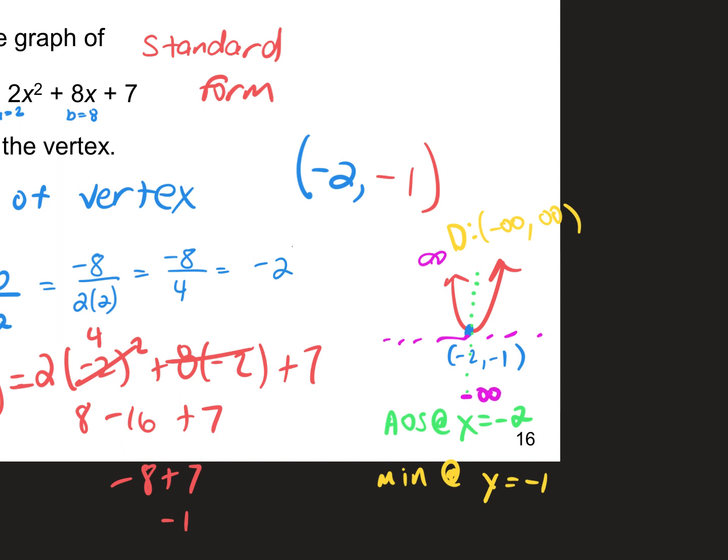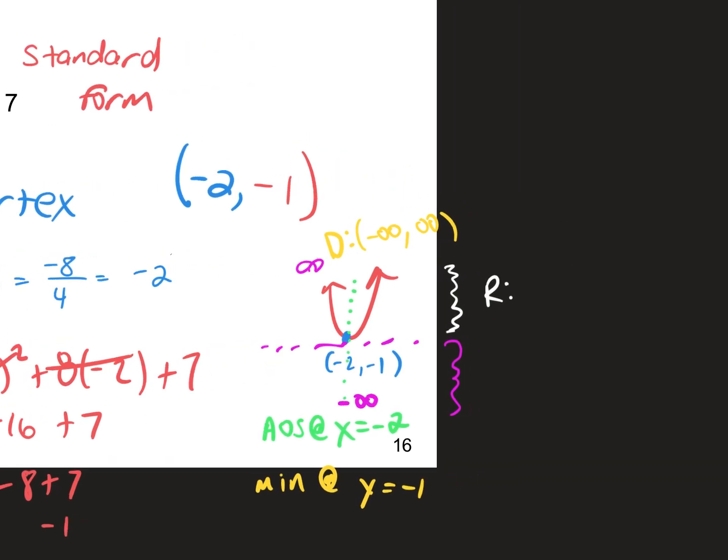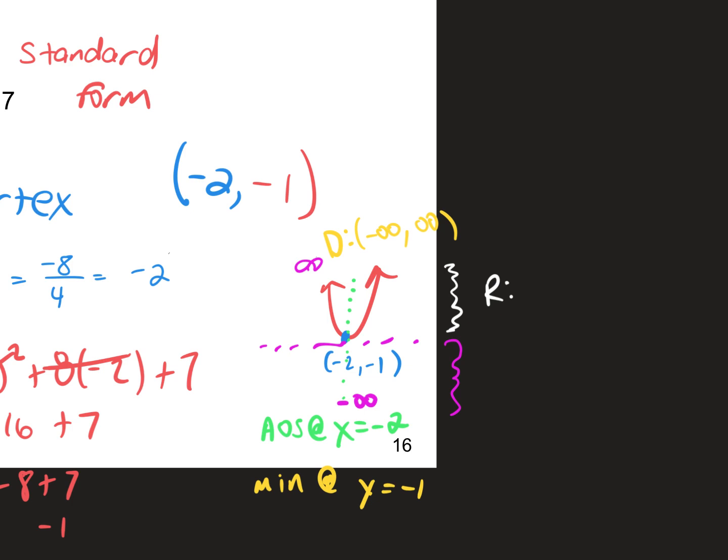Do you guys see this area here between the vertex and negative infinity? Yes, okay. And then do you see the area here between the vertex and positive infinity? Where does your graph exist? On the top part, right? So your range, we read range from bottom to top, correct? Your range starts at negative 1 and goes where?